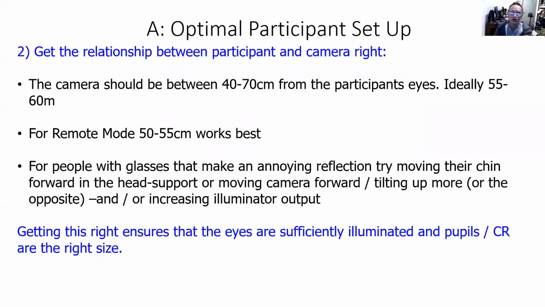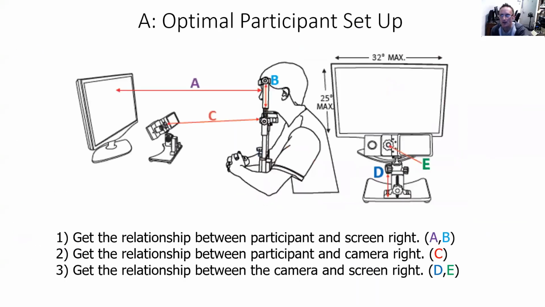You need to get your camera to participant relationship right. Not only does it have to be the right distance, it has to be the right height. Put yourself in your participant's position in the chin rest or where they would normally sit, and look at the bottom of the monitor. The very first thing you should see should be the top of the camera. If you can see a gap between the bottom of the monitor and the top of the camera, then your monitor's too high or your camera's too low. You need to adjust one or the other.